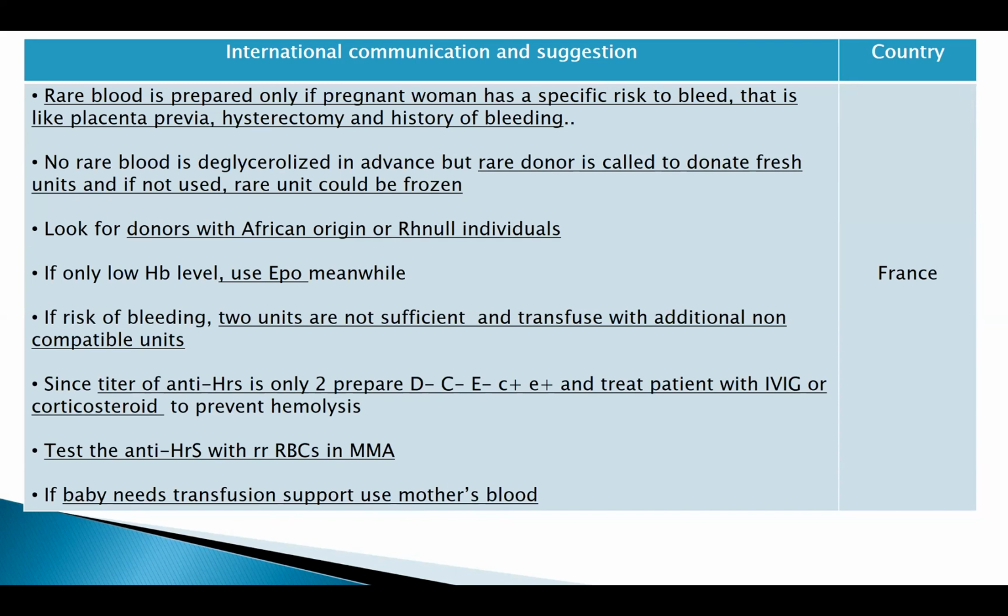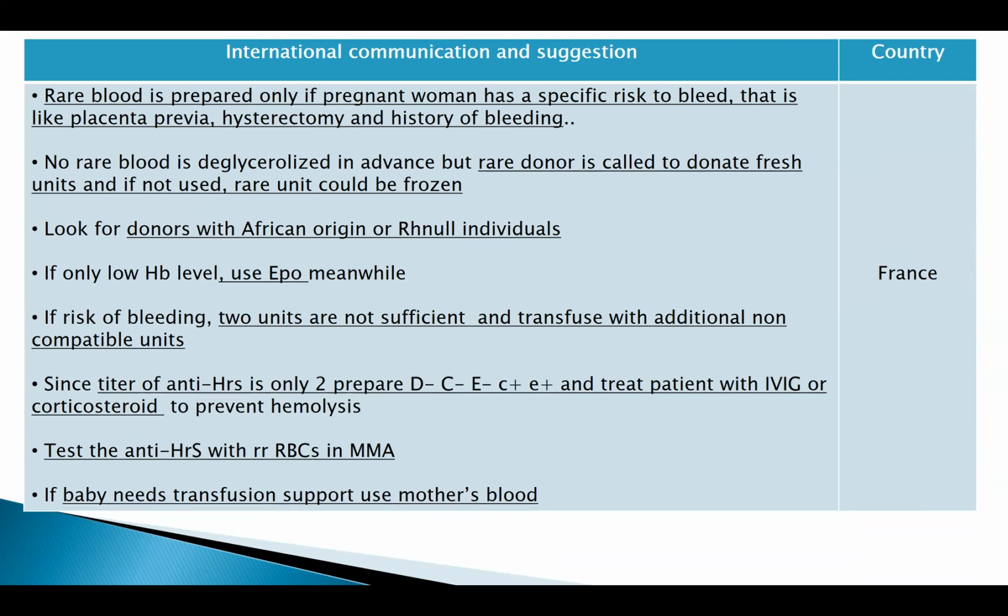Since the titer of the anti-HRS was only 2, use of Rh negative, C negative, E negative blood for transfusion should be considered. Use of IVIG or corticosteroid drugs to prevent hemolysis would be another option to be used.